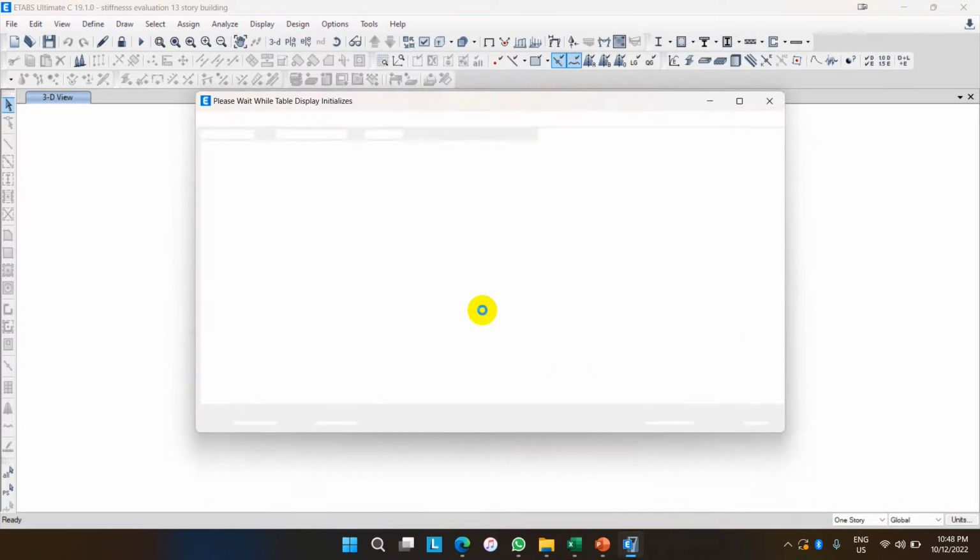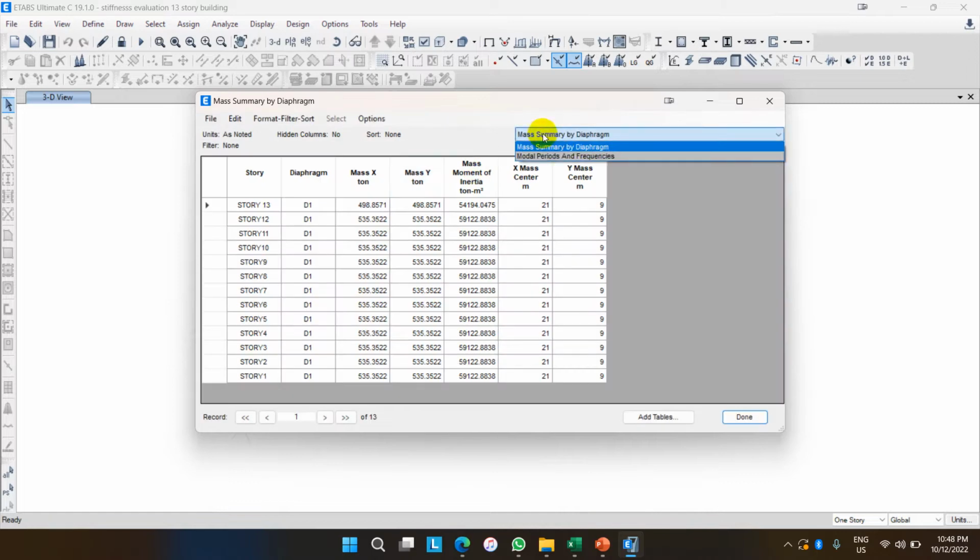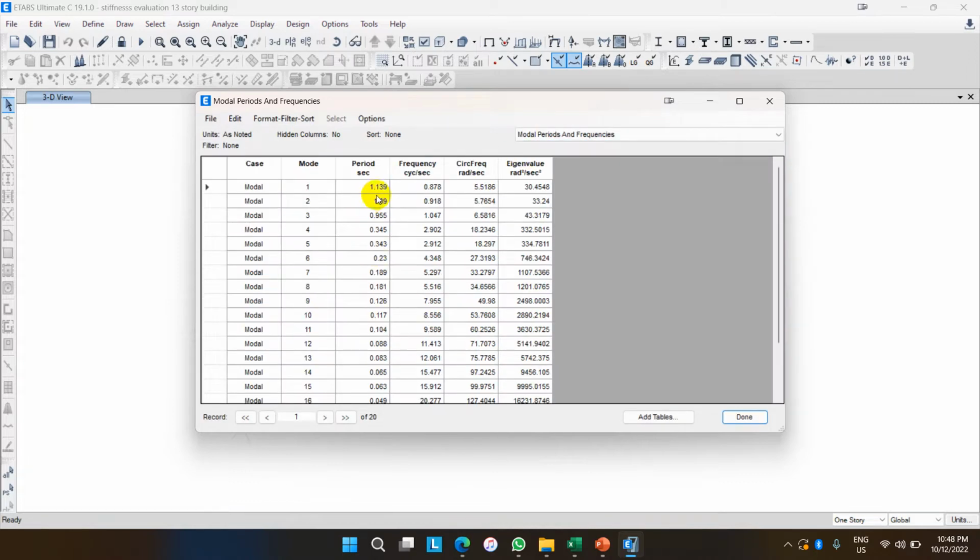Let me check. Okay, this is the model time period and cyclic frequency for the structure, and we will be using these values. If we have the time period, the cyclic frequency ω can be obtained with the formula 2π upon time period T.